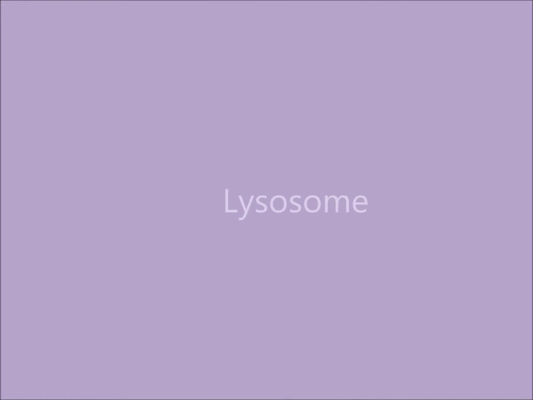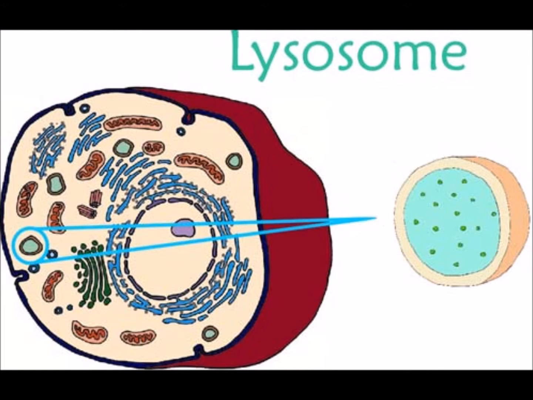The word lysosome comes from Greek words lysis, meaning to loosen, and soma, meaning body. It is a membrane-bound cell organelle that is found in most animals. Lysosomes are spherical vesicles that contain hydrolytic enzymes that break down all sorts of biomolecules, including proteins, nucleic acids, carbohydrates, lipids, and debris. Lysosomes can be described as the waste disposal system of the cell.